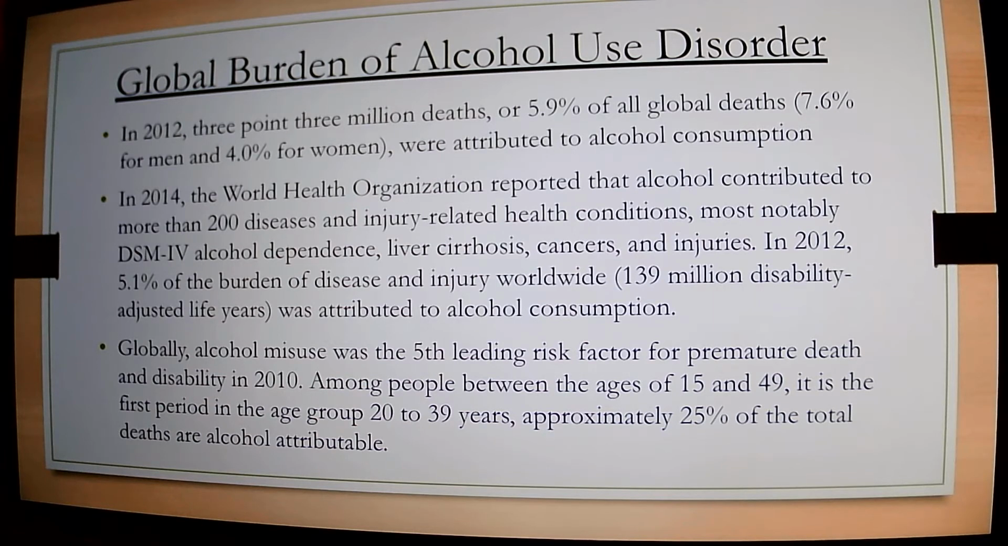Among people between the ages of 15 and 49, it is the first, period. In the age group of 20 to 39, approximately 25% of the total deaths are alcohol attributed. That means 1/4 of the total deaths from the age groups of 20 to 39 years old were attributed to alcohol. That is just amazing to me.